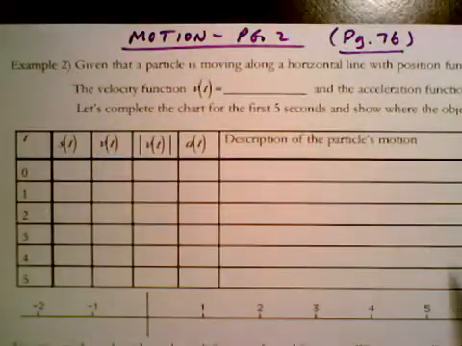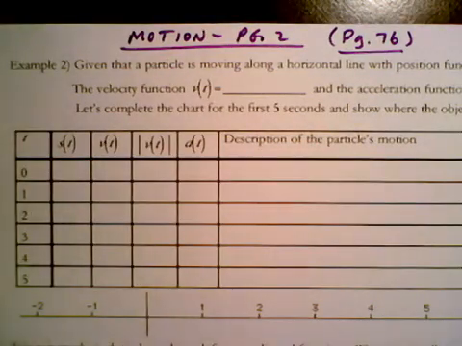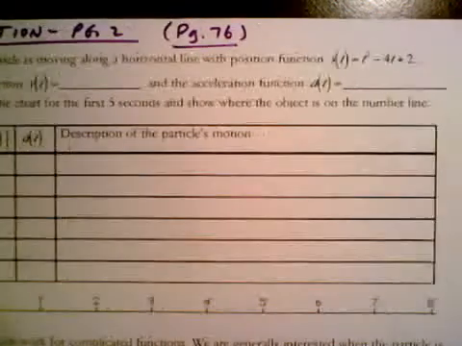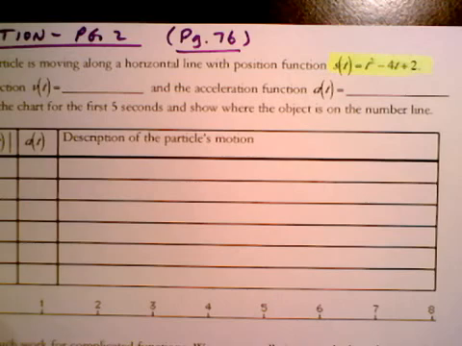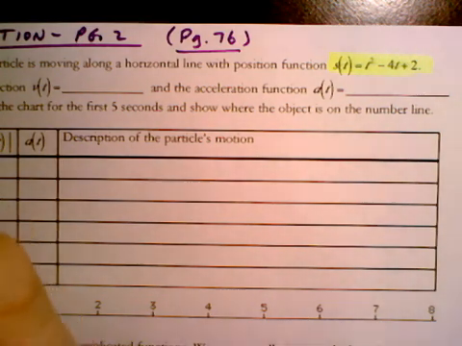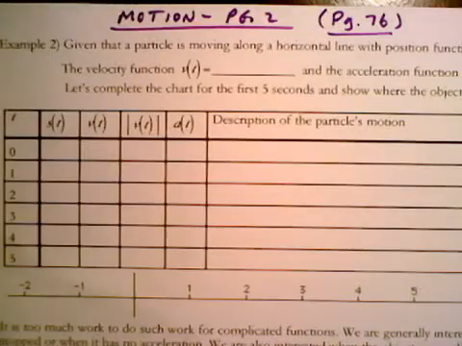So example number 2, we're given that a particle is moving along a horizontal line. We always need a position function, or something that gives us some information about the motion of this particular particle. And we're going to go ahead and figure out what the velocity function is.